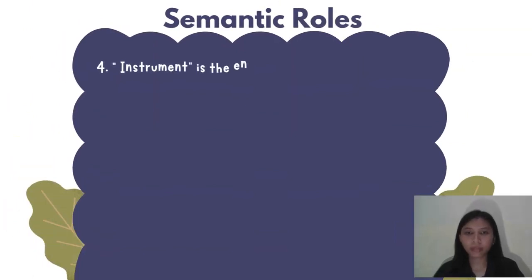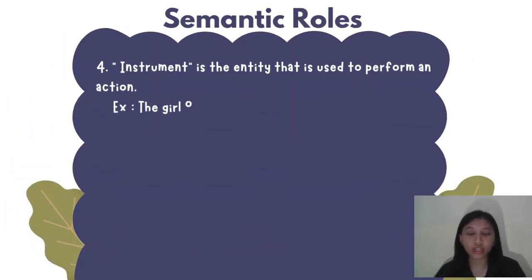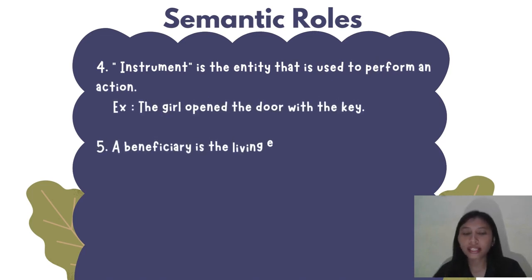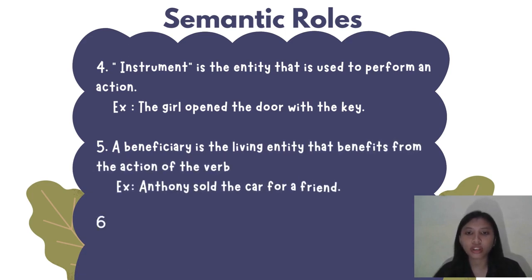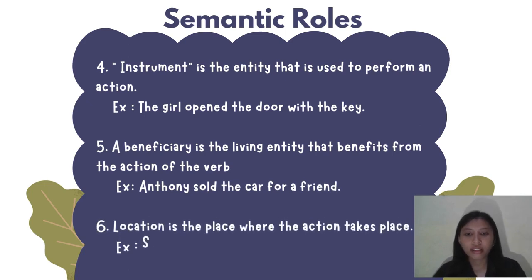Number 4, instrument. Instrument is the entity that is used to perform an action. Example, the girl opened the door with the key. So the key is the instrument. And number 5, a beneficiary is the living entity that benefits from the action of a verb. For example, Anthony sold the car for a friend. So because Anthony sold the car, his friend is getting a car.